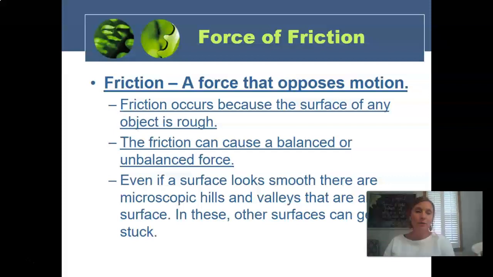Friction occurs because the surface of an object is rough. So even something that looks really smooth like ice still has some friction. You lose a lot though when you're on ice versus something like sand or gravel. So friction just causes objects to move slightly differently. The friction can cause a balanced or an unbalanced force. Let's say you're on a paved road and you hit a patch of ice, that car is going to slide further because there is less friction, less roughness on the ice, which allows you to slide back and forth. And we'll do some simulations here where you'll get to see that just a little bit.